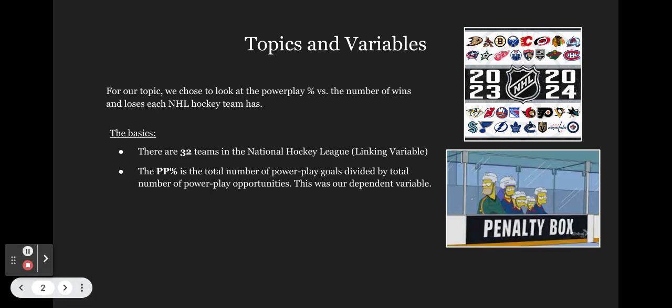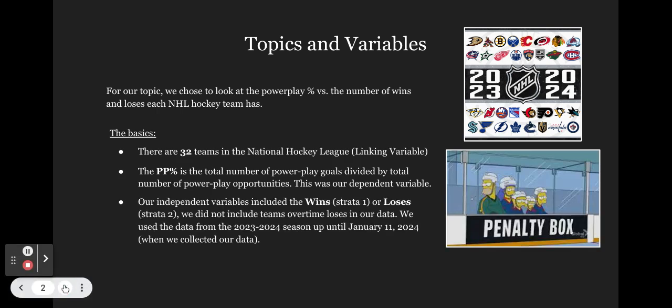This was our dependent variable. Our independent variable includes the wins, strata 1, or losses, strata 2. We did not include overtime losses in our data. We used the data from the 2023 to 2024 season up until January 11, 2024, when we collected our data.